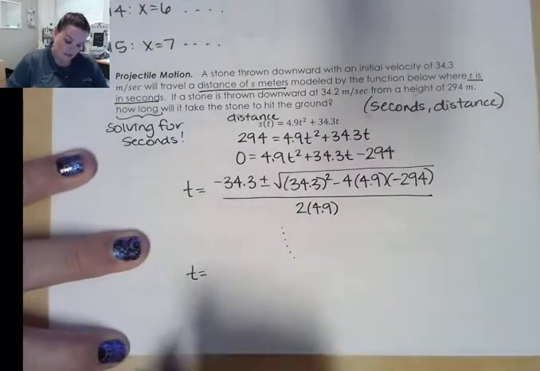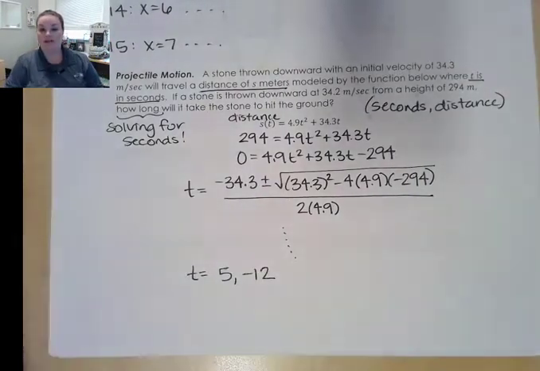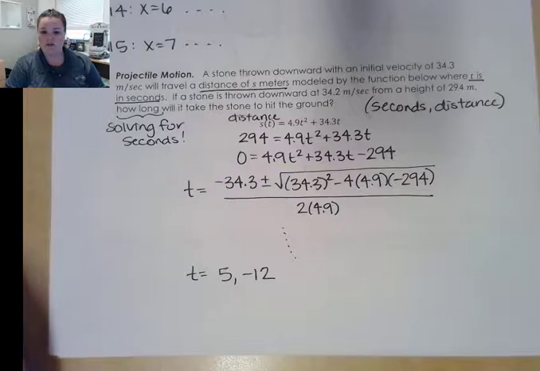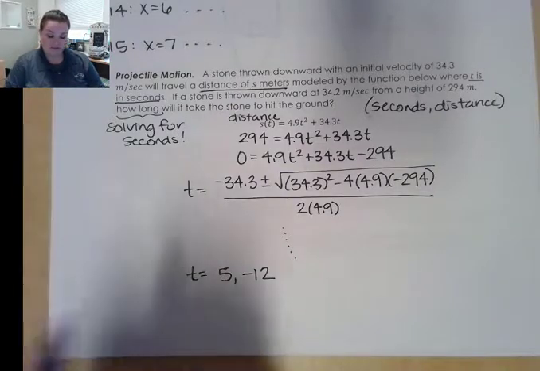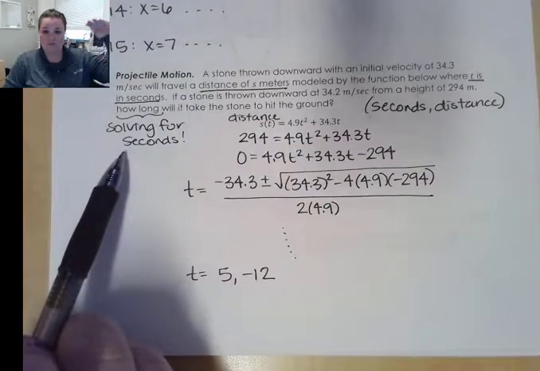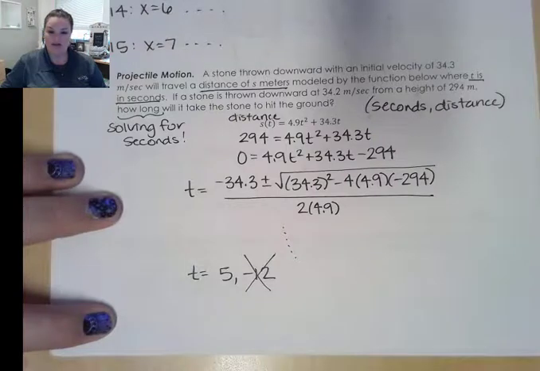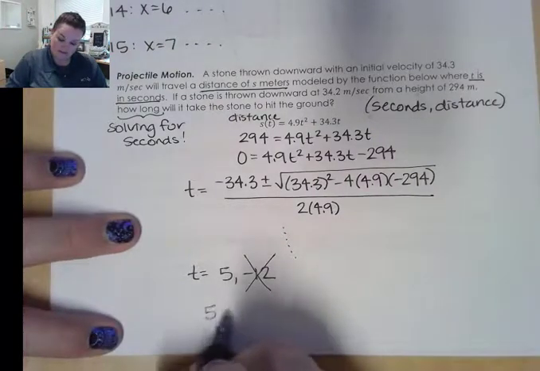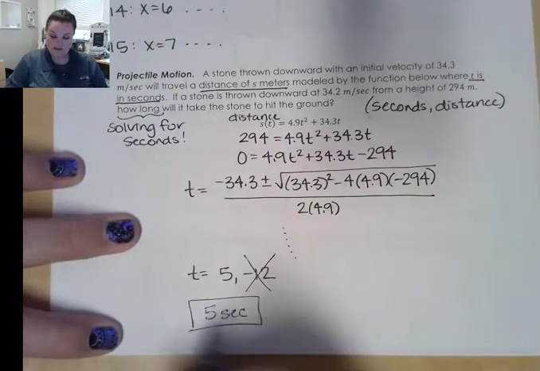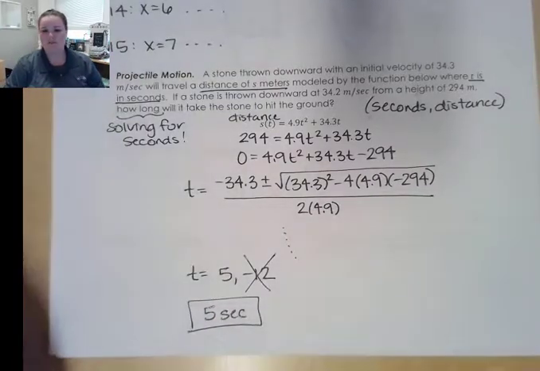I will tell you that it equals 5 and negative 12 are the two answers we get when we finish doing our quadratic formula. Now, because we are solving for seconds, we're trying to figure out how much time has passed with this rock being thrown down and hitting the ground. So we can't have negative time, right? So that means it would take 5 seconds. If you want to work this out and make sure you get these two answers, by all means, please do so. But I'm not going to take time in the video to work that out because that's something we've already covered.